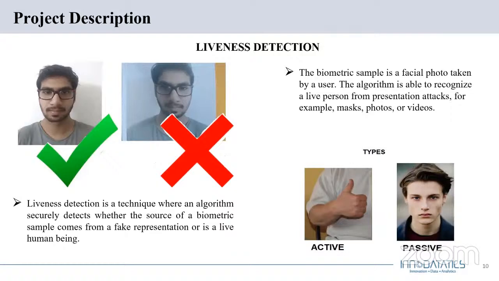In this slide, I'll explain briefly about liveness detection and its architecture. Liveness detection is a technique where an algorithm securely detects whether the source of a biometric sample comes from a fake representation or is a live human being. There are two main types of liveness detection: active and passive. In active detection, the model prompts the user to perform a specific action and then carries out the live verification, whereas passive detection uses algorithms to detect a non-live image without user interaction. In our project, we utilize passive detection. Next slide.